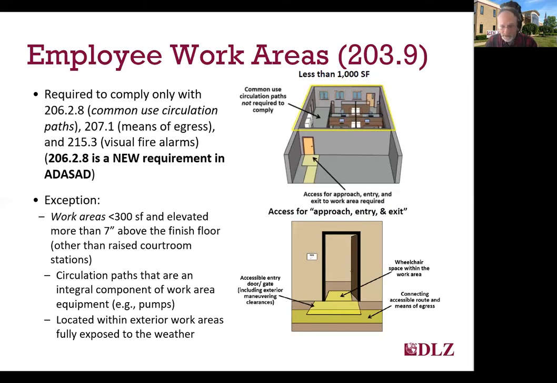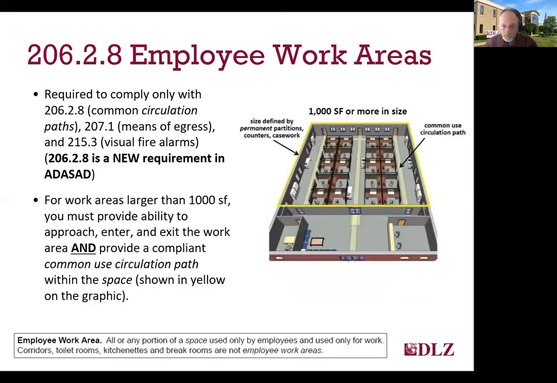As always, 203 and 206 both include a number of different exceptions, including small work areas that are elevated, circulation paths, part of a work area equipment access, and exterior work areas that are fully exposed to the weather, among others that aren't included on the slide.